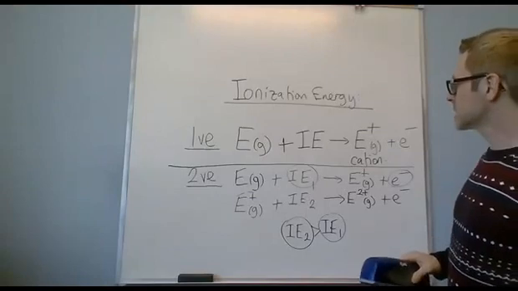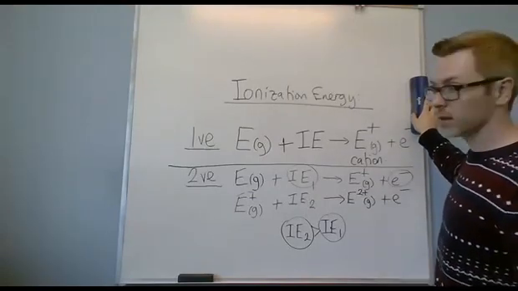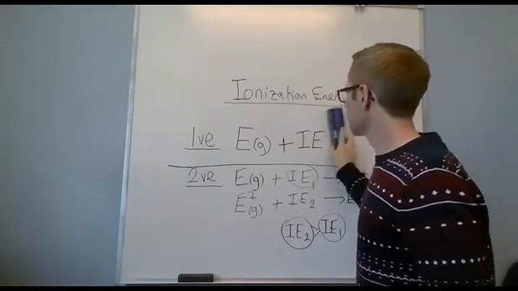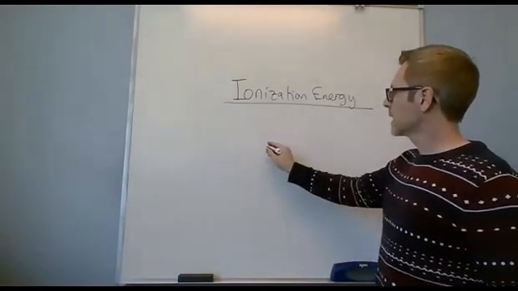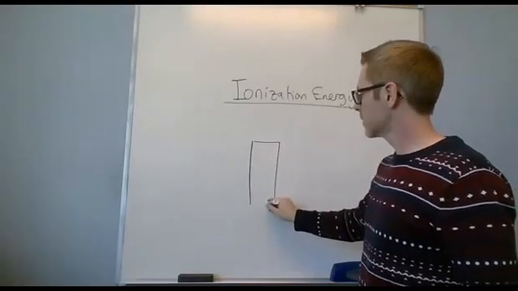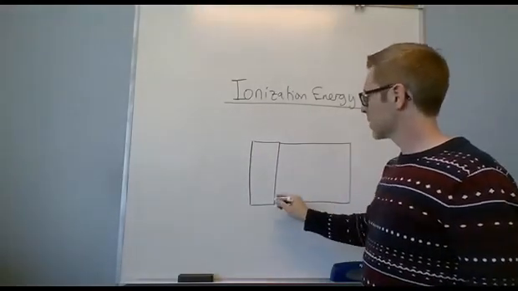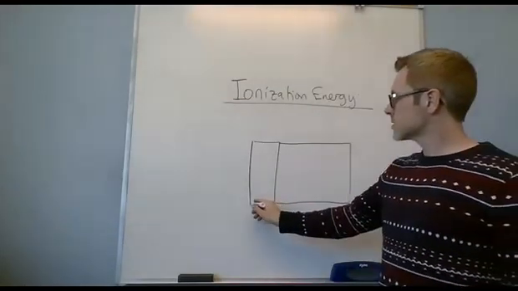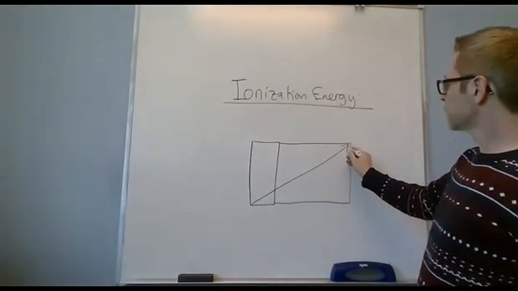Okay, so now we know what ionization energy is. Let's look at some periodic trends of ionization energy. Again, we're looking at only the S and the P block. The best way to think about this is to draw a diagonal line from the bottom left to the top right.